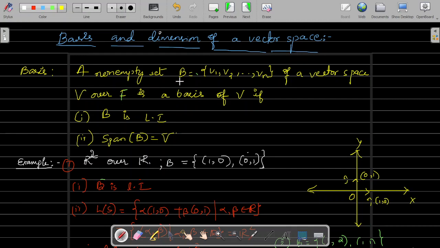A non-empty set B of vectors v1, v2, and so on up to vn of a vector space V over F is said to be a basis if the first condition is B is linearly independent and the second condition is span of B equal to V. If these two conditions are satisfied, then we call that set B a basis of a vector space V over F. I had already explained what is meant by linearly independent vectors and what is meant by linear span.